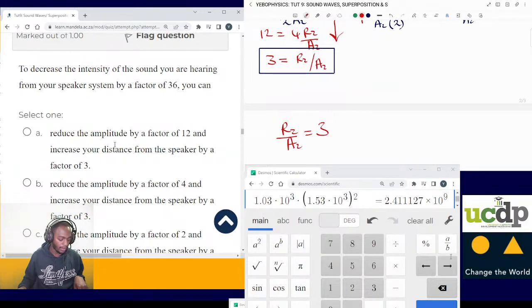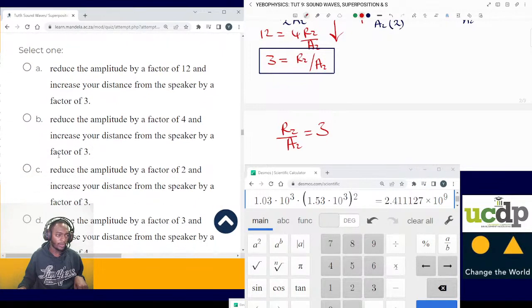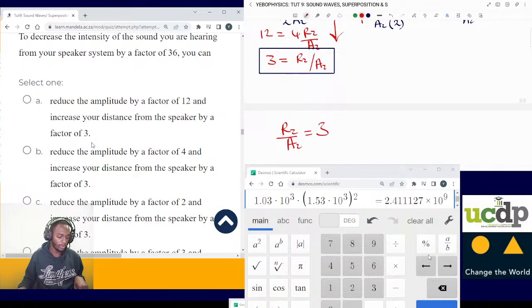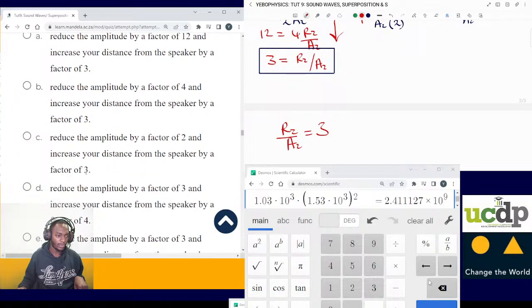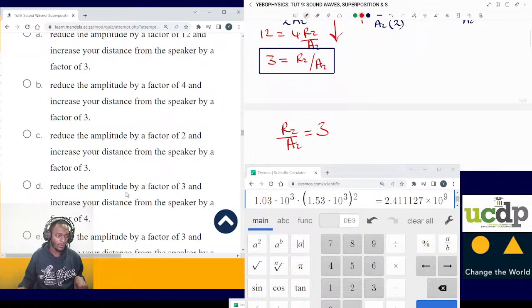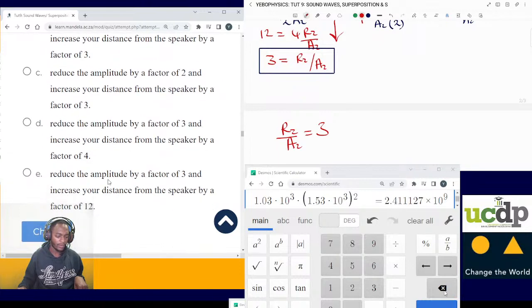So let's see if we've got any. Our amplitude, what is our amplitude? Our R is 3 over 12. That cannot give us 3. Increase the distance, that's 3 over 4, and this one is 3 over 2, and your distance from the speaker, it's 4 over 3, and this one is 12 over 3, that gives us 4.